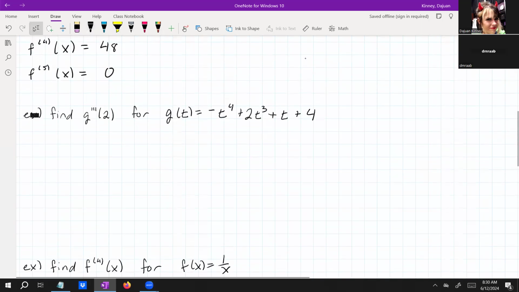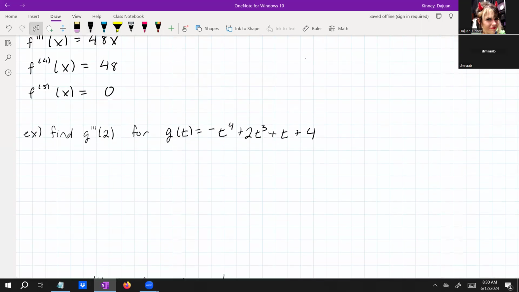All right, we're going to find the third derivative of our function and plug in 2. So the plug in part is the last thing we do. I'm going to switch colors. All righty, g prime of t. Negative 4t cubed plus 6t squared plus 1. The 4 goes away because it's a constant.